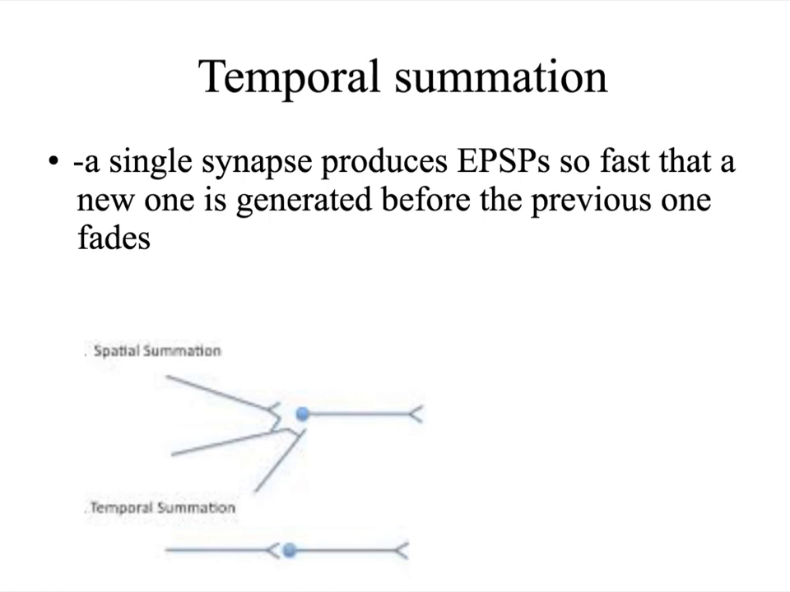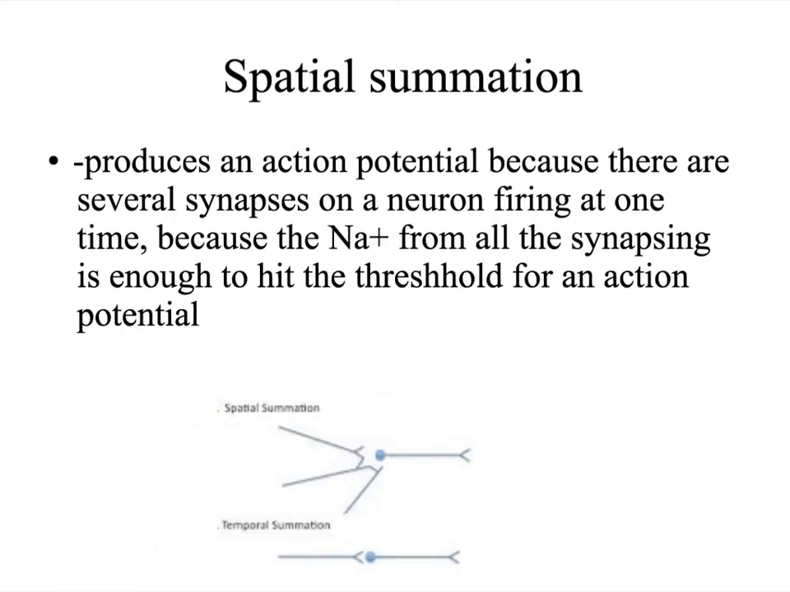The word temporal means time, as in tempo. So with temporal summation, we're talking about a single synapse, and it's firing so often that it's going to be creating an action potential in the postsynaptic cell. So you've got one synapse that is repeatedly firing very quickly. With spatial summation, you're talking about many different synapses all over the cell.